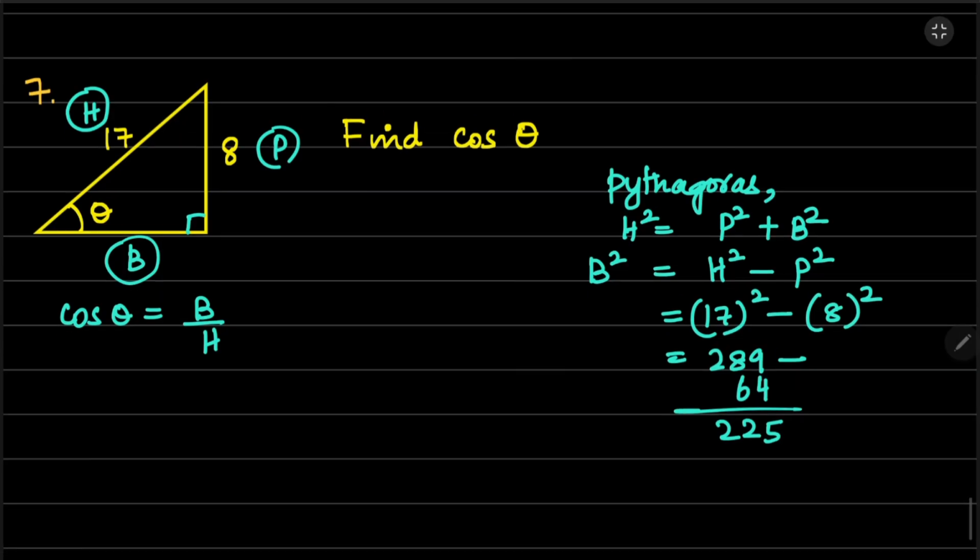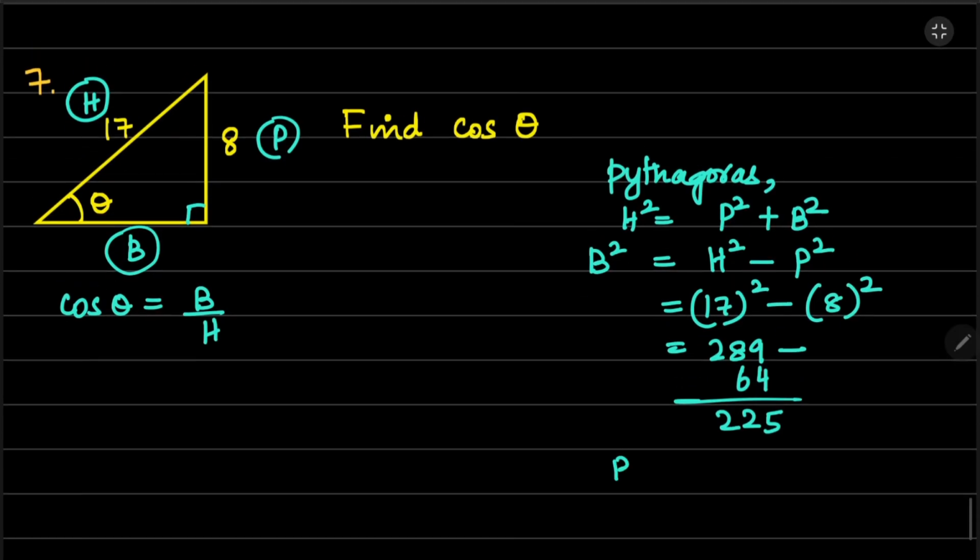So again you're getting 225. Okay. When you take the square root, plus or minus root of 225, it is 15. Okay. Root of 225 is 15. So therefore, what is cos theta? B is nothing but 15. H, it's already given, 17. And that's your answer.